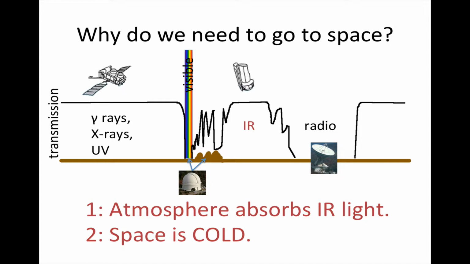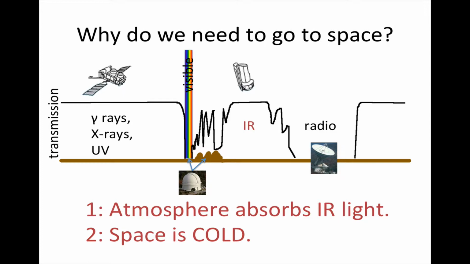If you're going to observe tiny bits of heat from the outer reaches of the galaxy or the universe, you have to make sure that your telescope is cold. And if you are trying to observe in the infrared from the ground, it's really hard because your telescope is the same temperature as the air around it.